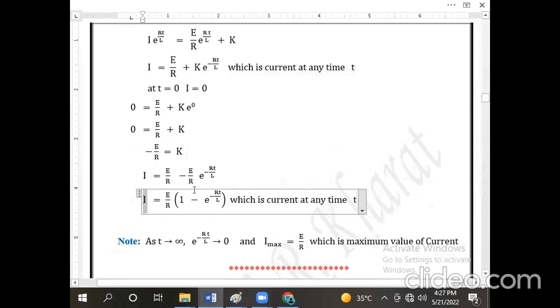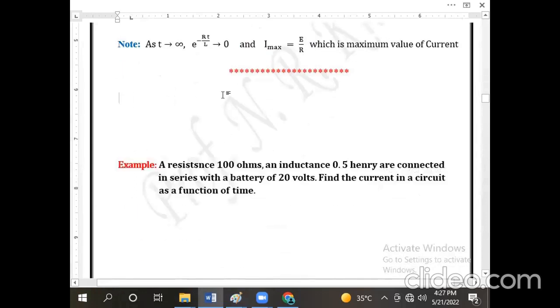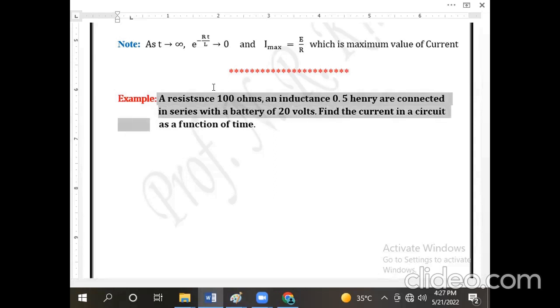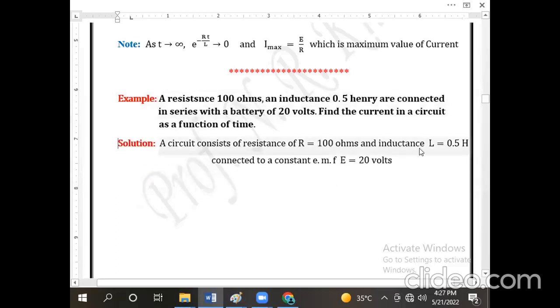This is the theoretical part of this electric circuit. We will see one simple example to understand the concept. A resistance of 100 ohm and an inductance of 0.5 Henry are connected in series with a battery of 20 volts. Find the current in the circuit as a function of t. Means we have to find the current in this circuit. So here the resistance is 100 ohm, the inductance value is 0.5 Henry, and the voltage is 20 volt, which are connected in series.